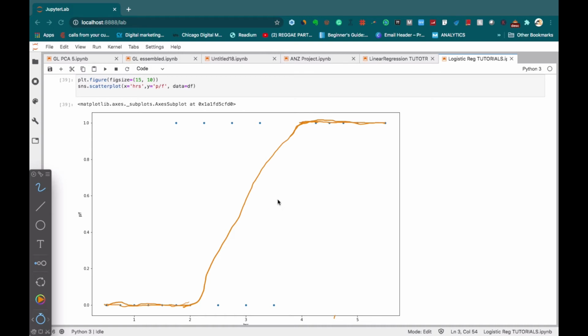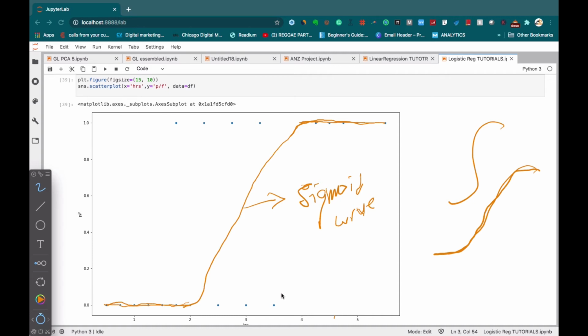Now, a curve like this that looks like an S, not a perfect S, but a stretched S, is what we refer to as the sigmoid curve. You will encounter this sigmoid curve over and over again as we progress in this course.